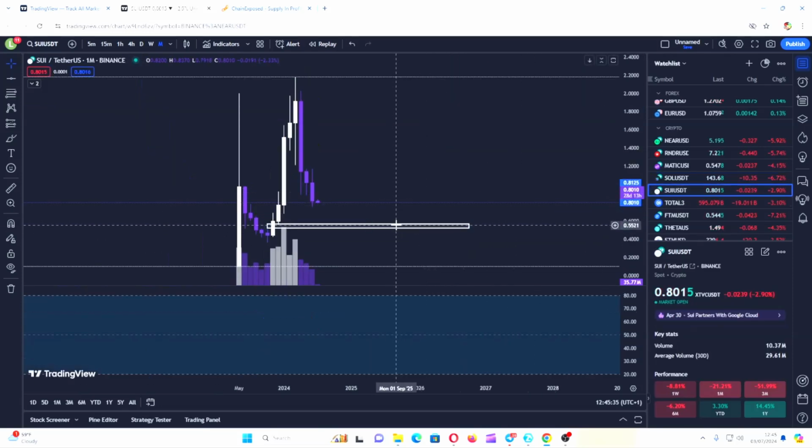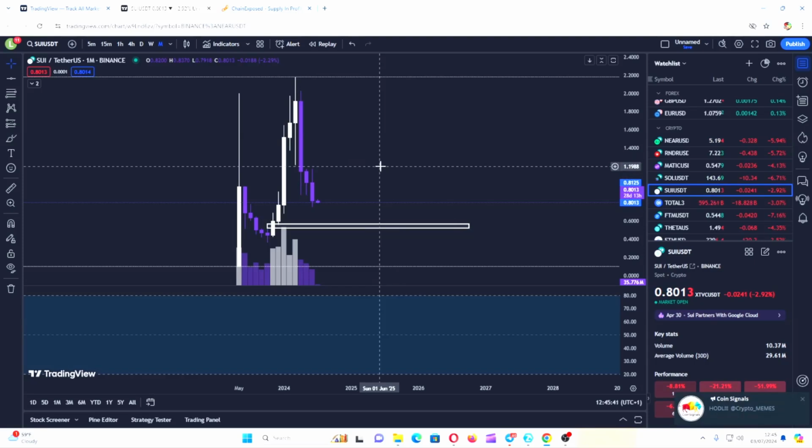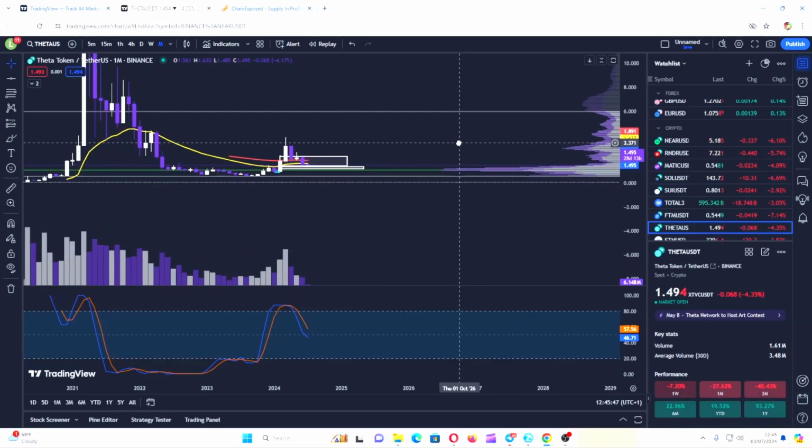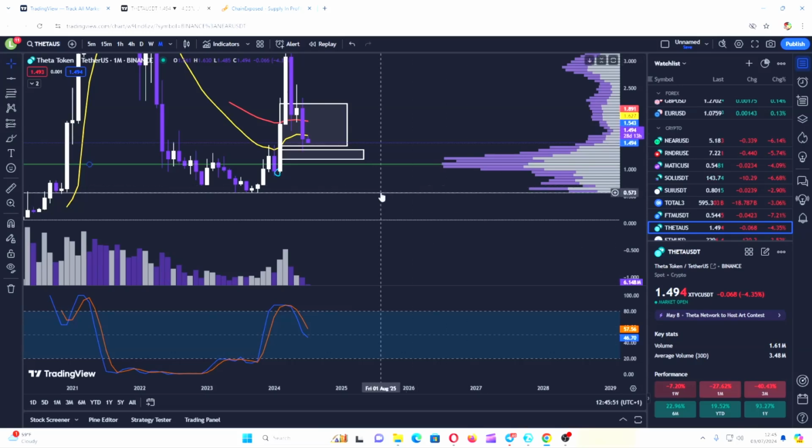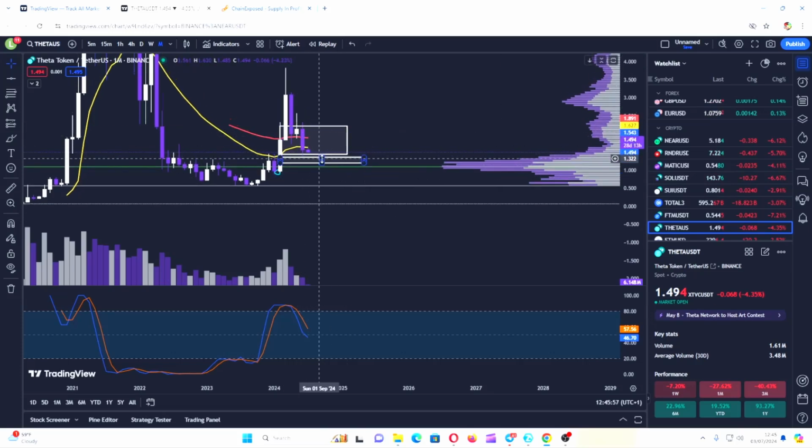Sui, I'm looking at this area here to potentially go long. We'll be keeping my eye on that. Theta, another one here on Theta. Keep your eye on this area, around these areas, to fill that gap out, potentially push off, because we have had a big bullish momentum in Theta there.